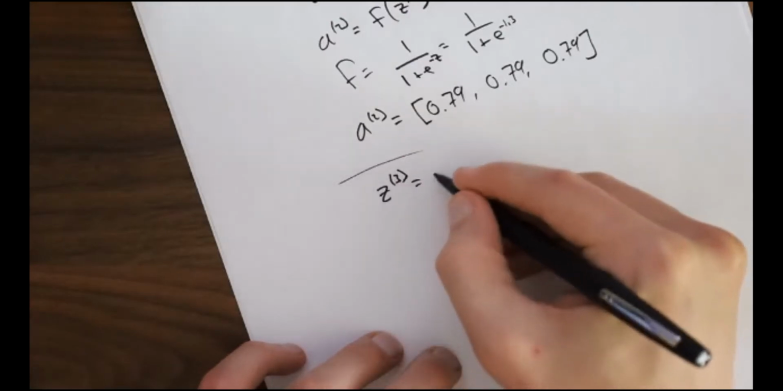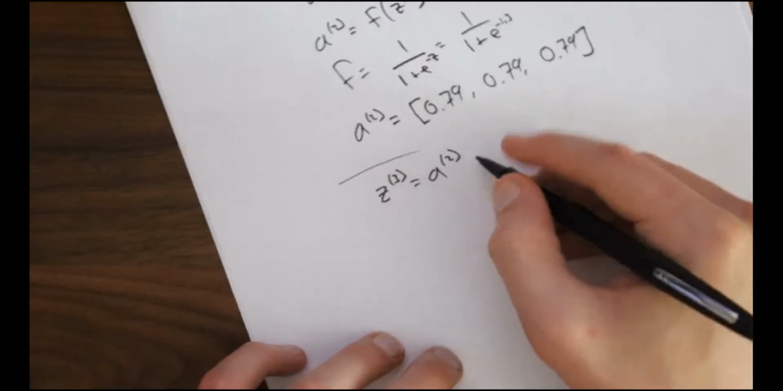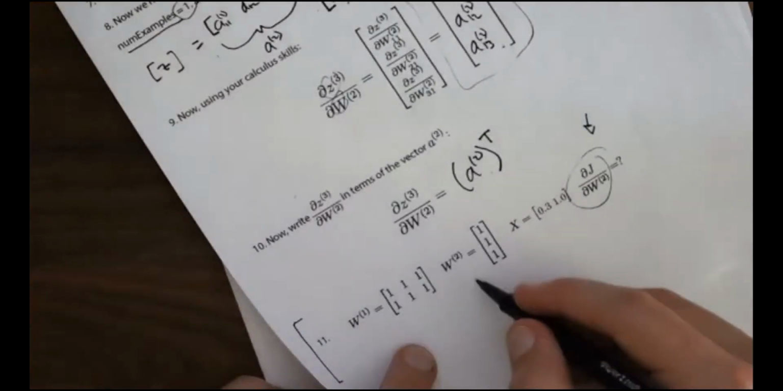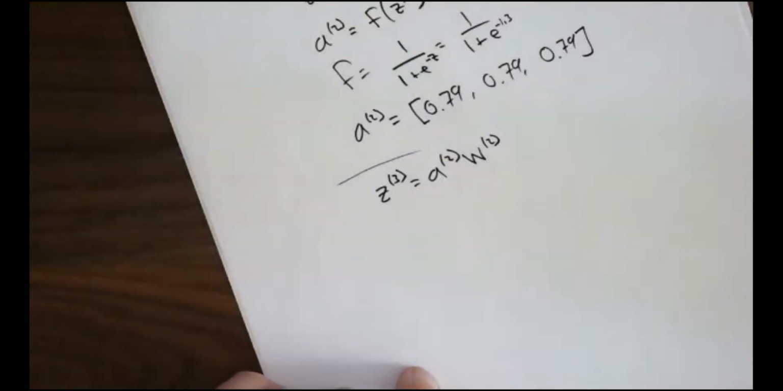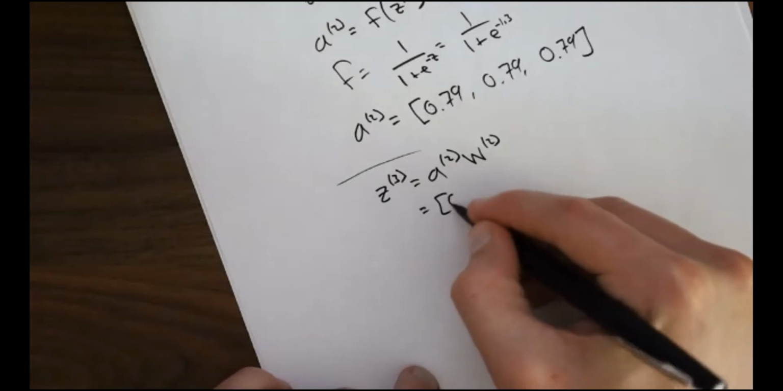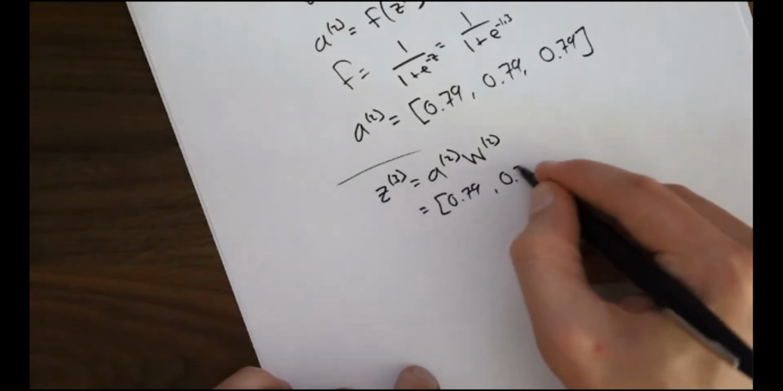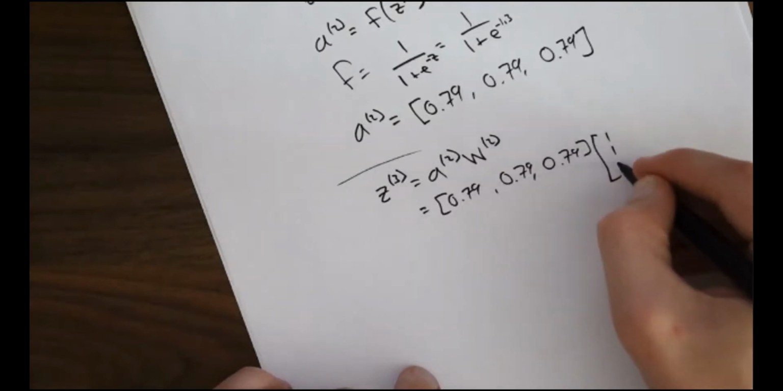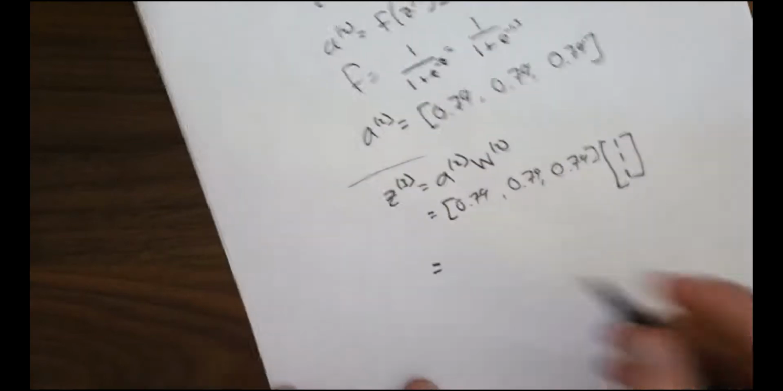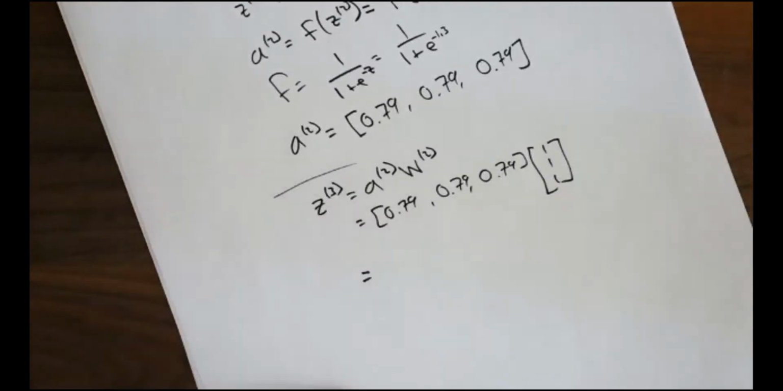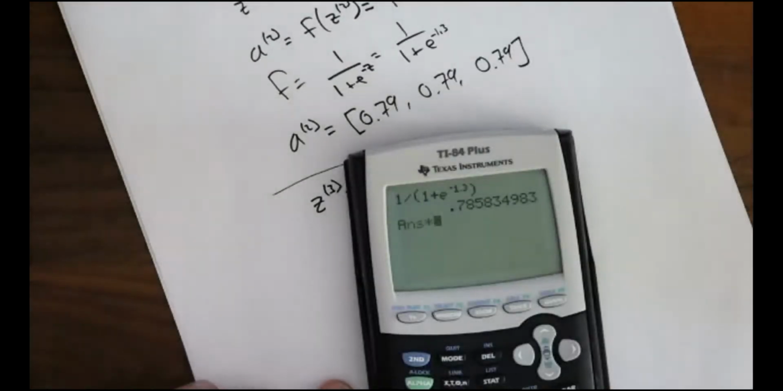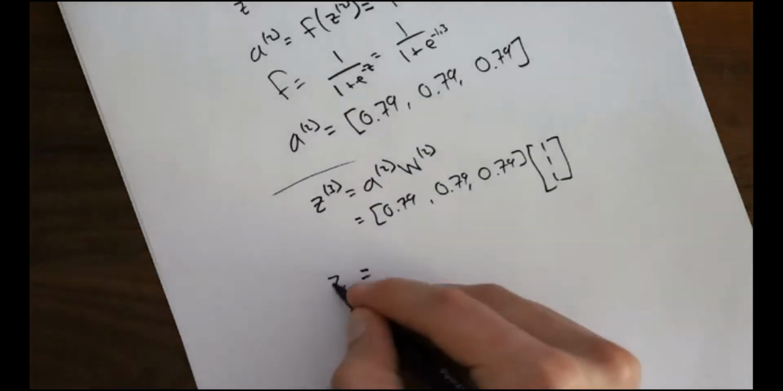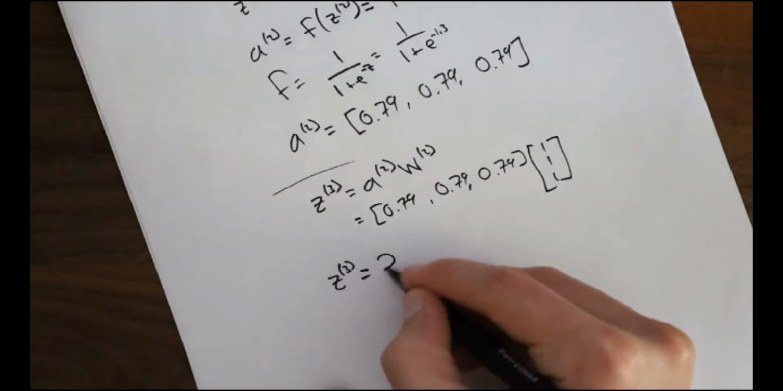So let's keep moving. Our next equation is going to be Z3 is equal to A2, which we just computed, times W2. And I gave you W2 in the problem. I said it's just 1, 1, 1. So this equals 0.79, 0.79, 0.79 times 1, 1, 1. So we just have a row times a column. So it's really going to be 0.79 times 3, which is 2.36. So I get Z3 is equal to 2.36.